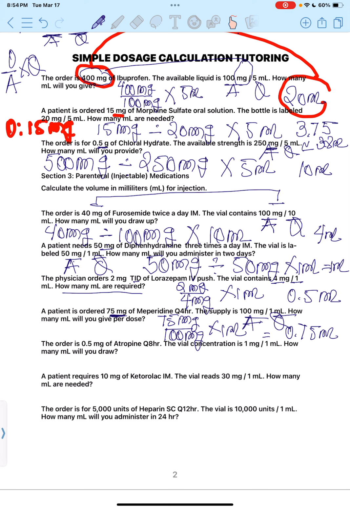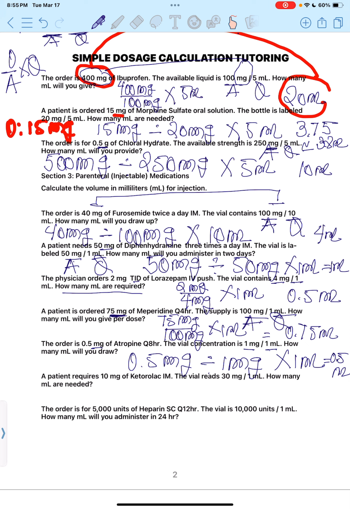So let's look at here. The doctor prescribed 0.5 milligram. Your available is 1 milligram. Your quantity is 1 milliliter. So I'm going to do your order, 0.5 milligram, divided by your available, which is 1 milligram. Whatever answer you get, you multiply by 1 milliliter. You know milligram cancels out. So here you have 0.5 milliliter.